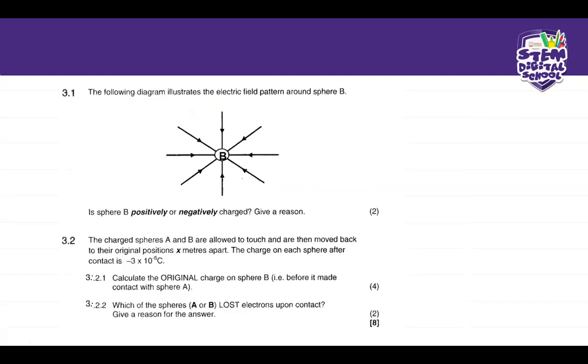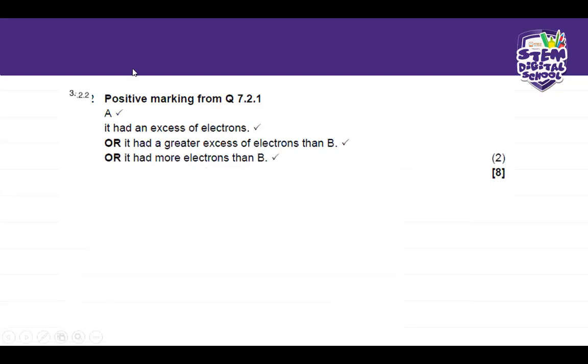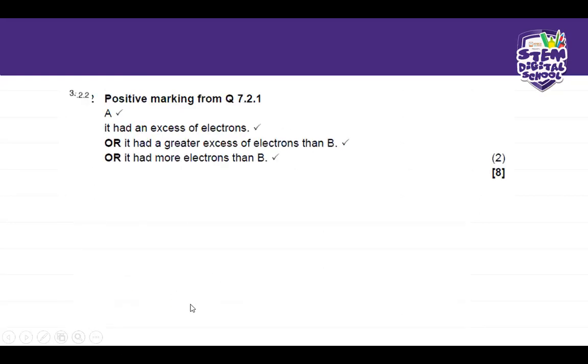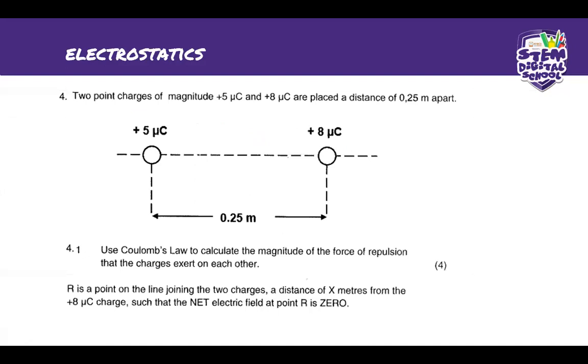Okay. So we move on to the last one of number 3, which is number 3.2.2, which says: which of the spheres, A or B, lost electrons upon contact, and give a reason for your answer. Okay. So there is one that loses charge. So positively marking, it says it's going to be A. Why is A losing charges? Because it has an excess of electrons, or it has a greater excess of electrons than B, or it has more electrons than B. So it ultimately will have more charges, because you see QB has minus 1 and QA has minus 5. Okay. And besides, we always know that the positive charge is the one that gives out electric charges. Okay. So does that make sense? So let's continue. We still have a long way to go.